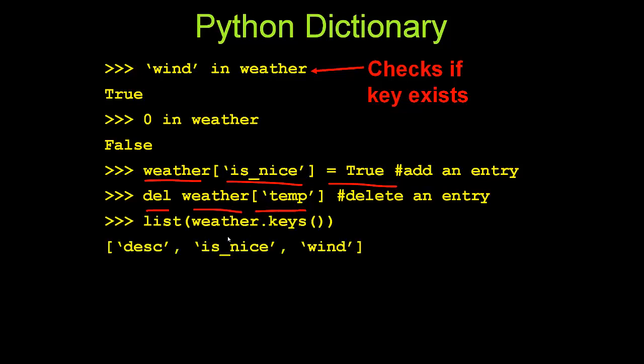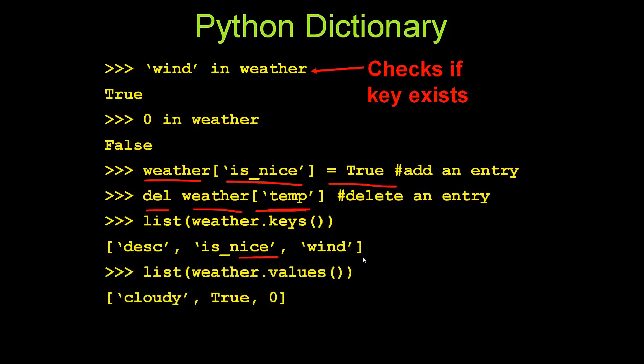And now if you list weather.keys, weather.keys gives you all the keys in the dictionary. And what happens is that is_nice is now a key, right? And temp is no longer a key, it has been deleted. Okay, and if you do weather.values, you get a list of all the values.